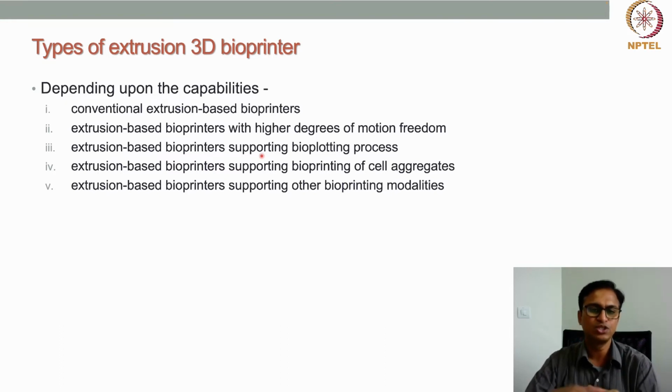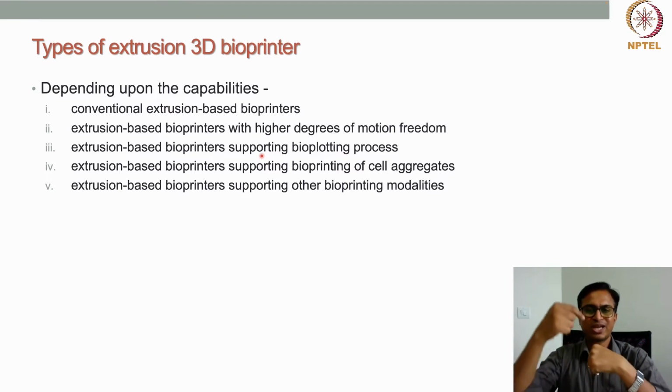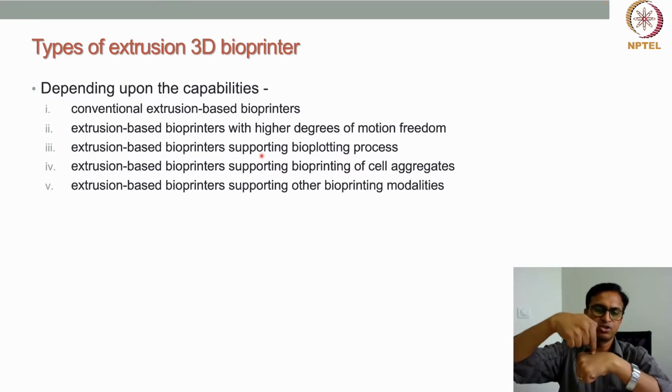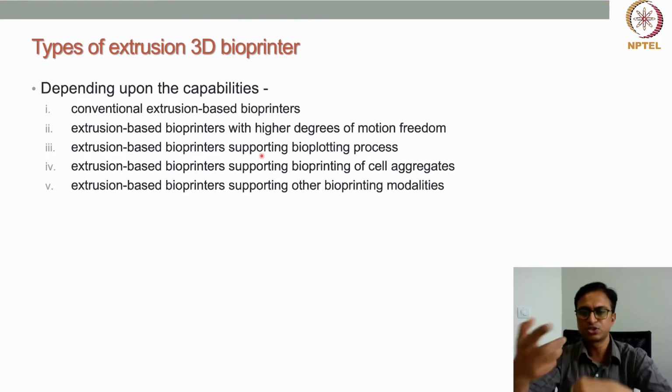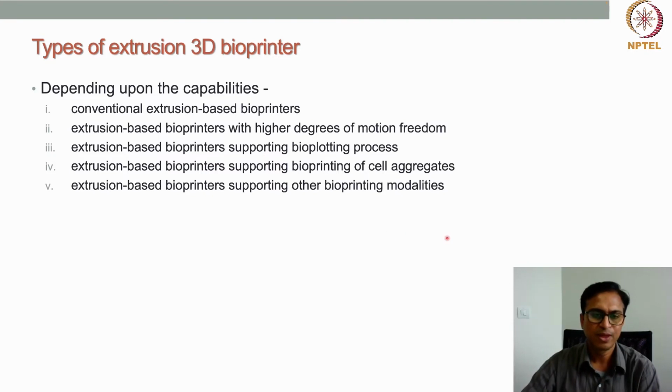Nowadays this kind of system is available, and that is very good, because in certain cases the geometry is such that we cannot print it by approaching directly, so we have to rotate the printhead or bend the nozzle, and then it can be printed. So that kind of possibility is there now with high-end extrusion-based bioprinters.